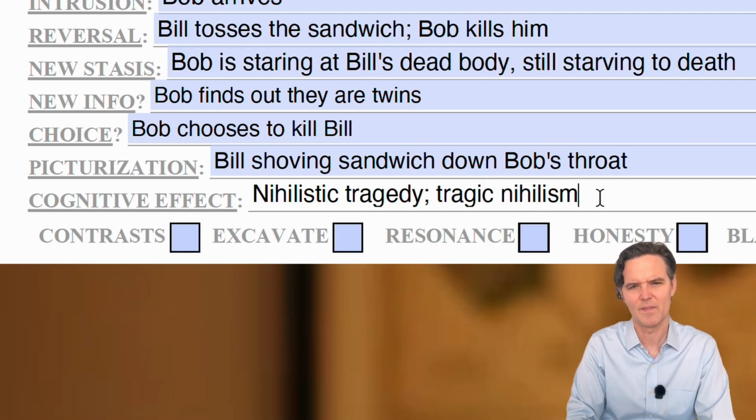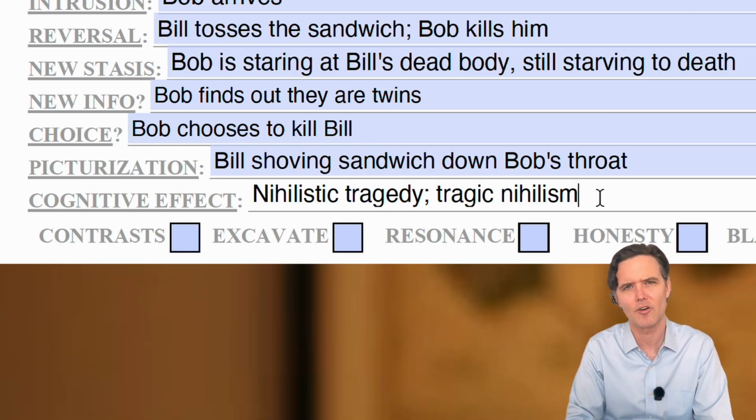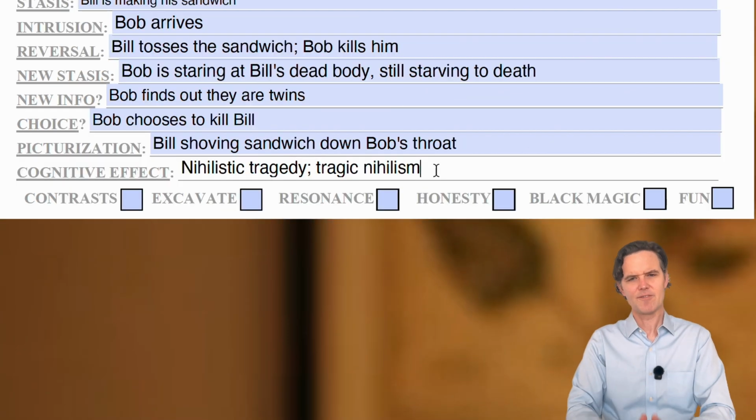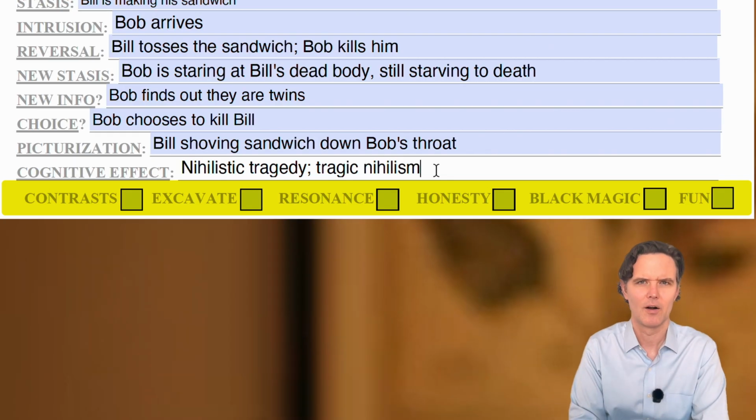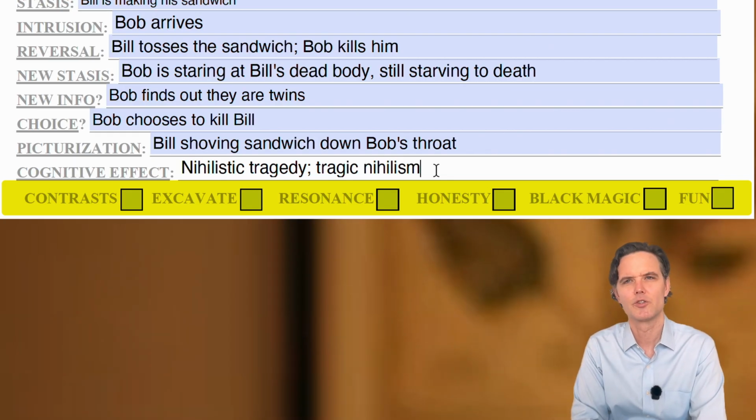So we really want the audience to feel like, oh, what was the meaning of all this, and how pointless and how awful. This is what you've got to do to your audience if you want to write good scenes. Then the final words down here are additional sort of checks.